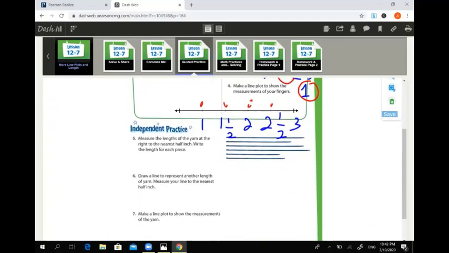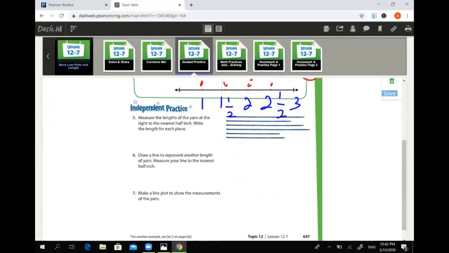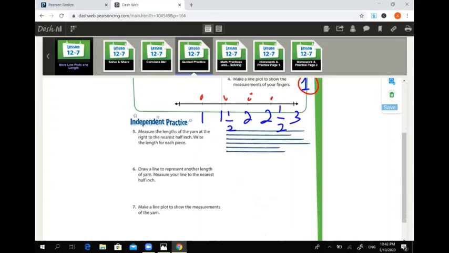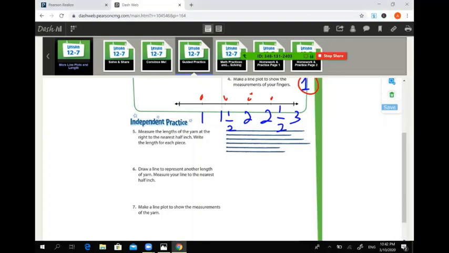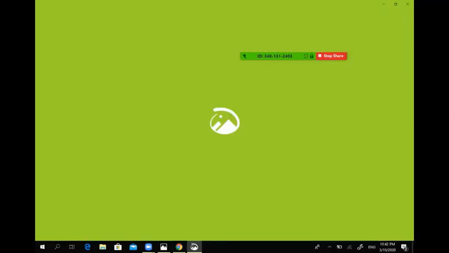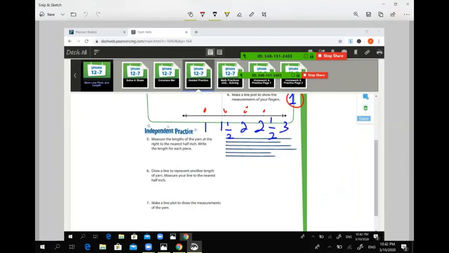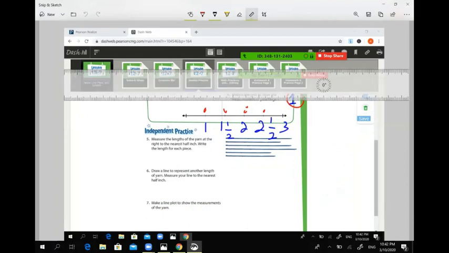Let's move to question number 5. Measure the lengths of the yarn at the right to the nearest half inch. Write the length for each piece. Here we should use the ruler, and let me show you how to put the ruler and how to measure it.